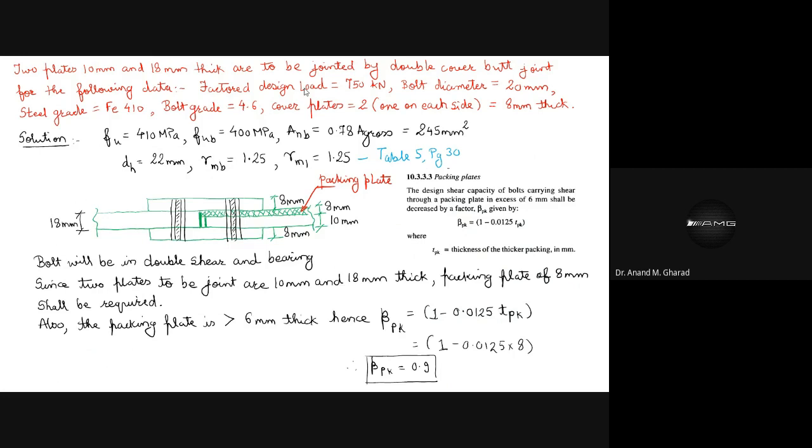If in the problem statement it is mentioned that it is a factored load, then no need to multiply. Else, if it is given that it is working load, then in that case you are supposed to firstly convert it into factored design load and then do the further calculation. Okay, understood.